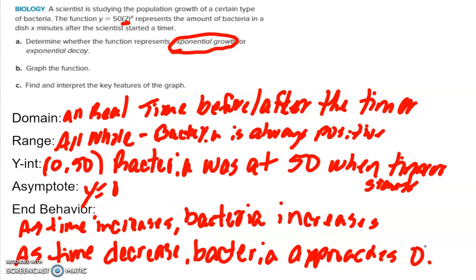And I can't have part of a fraction, or part of bacteria. So that's why I'm not going to say all real numbers, because all real numbers would include positive and negative, fractions and decimals. Okay, so you have to read the problems very carefully to determine, are there limitations with your x and your y coordinates. Hopefully that helps you a little bit understanding how to find the key features of an exponential graph.